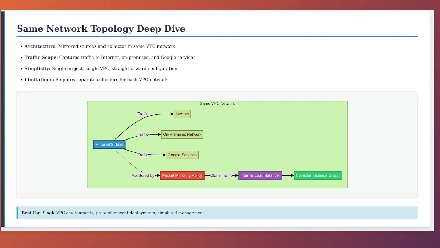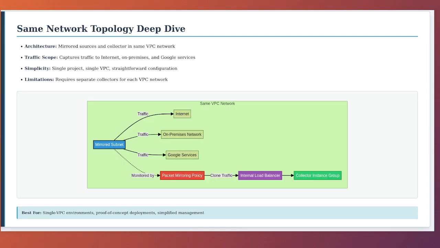Looking at the diagram on your screen, we can see the complete architecture of a same network deployment. At the top left, we have the mirrored subnet containing your source virtual machines. These are the instances whose traffic you want to monitor. They could be web servers, application servers, database instances, or any other workload running in your VPC.